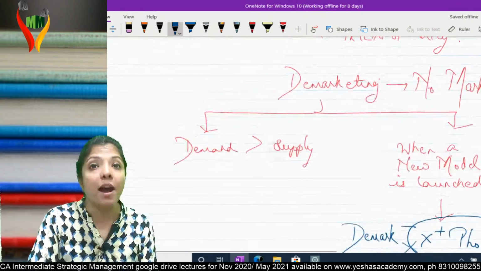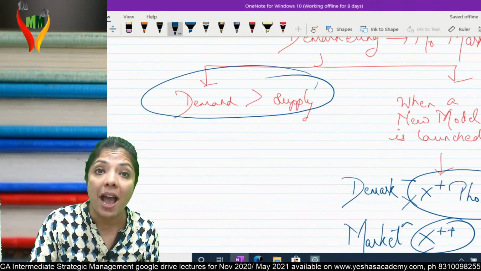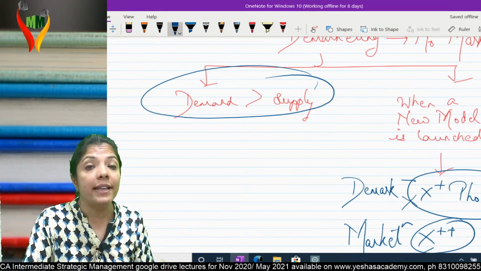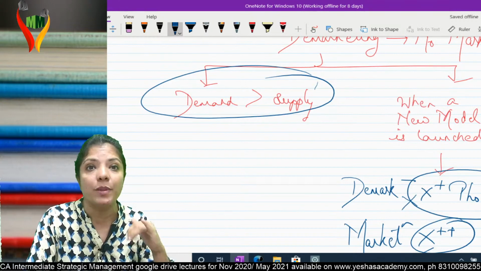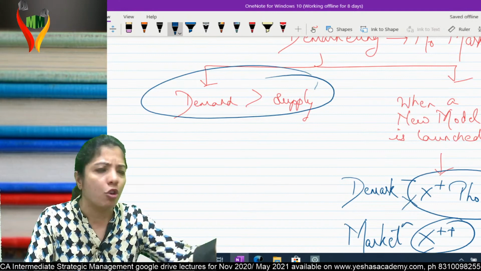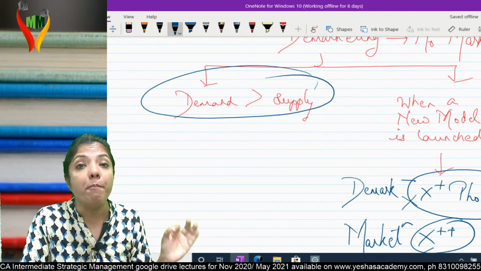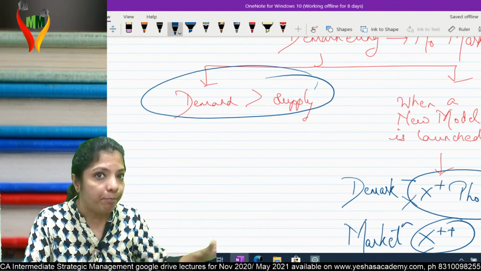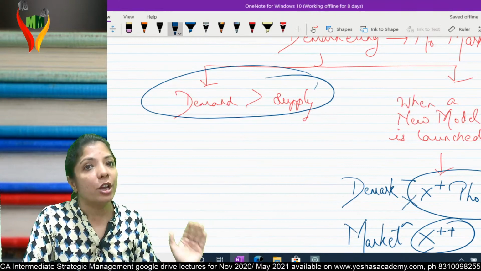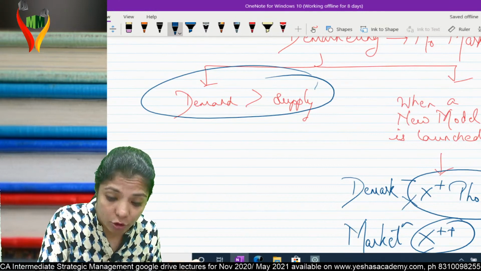Now, this one: demand is greater than supply. This example is given in the book. Assume I have more demand and I'm unable to supply. In that case, if I don't supply, it will create negativity. Customers will say, when you can't meet my demand, why is your shop open? Close it. So what will I do? Temporarily, I'll stop marketing that product. I'll go for production, and once my production is ready, I'll start marketing it again. This is called temporary demarketing.